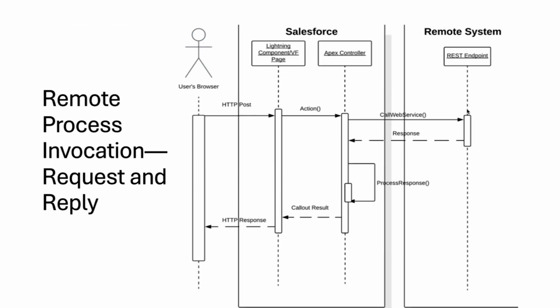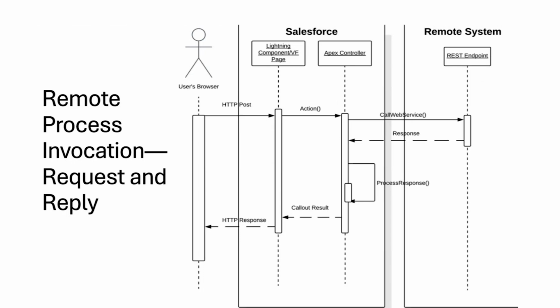The remote system creates the order in that system and gives the response, and that response is stored in Salesforce. It is also visible in the Salesforce UI. So why do we call it request and reply? Salesforce is requesting the remote system to create the order, and it is waiting to get the request response.